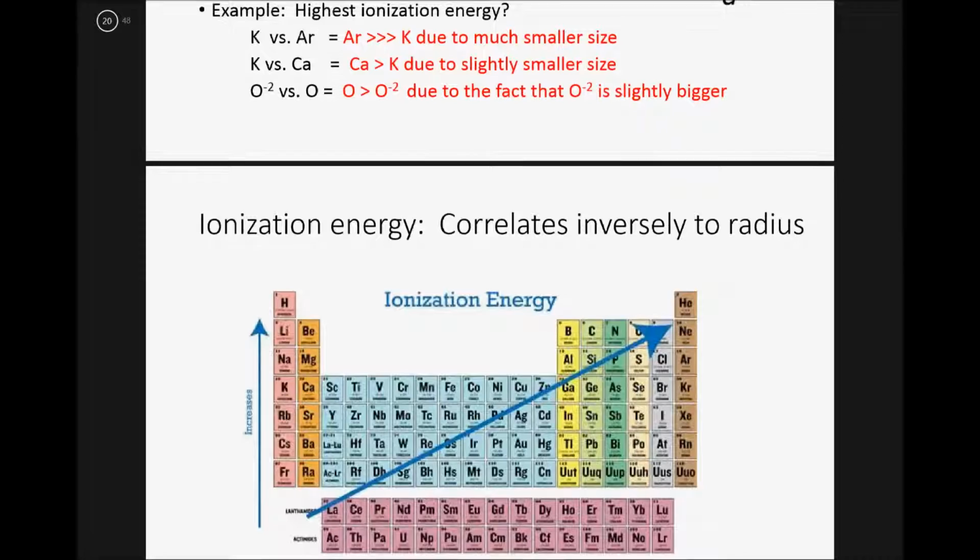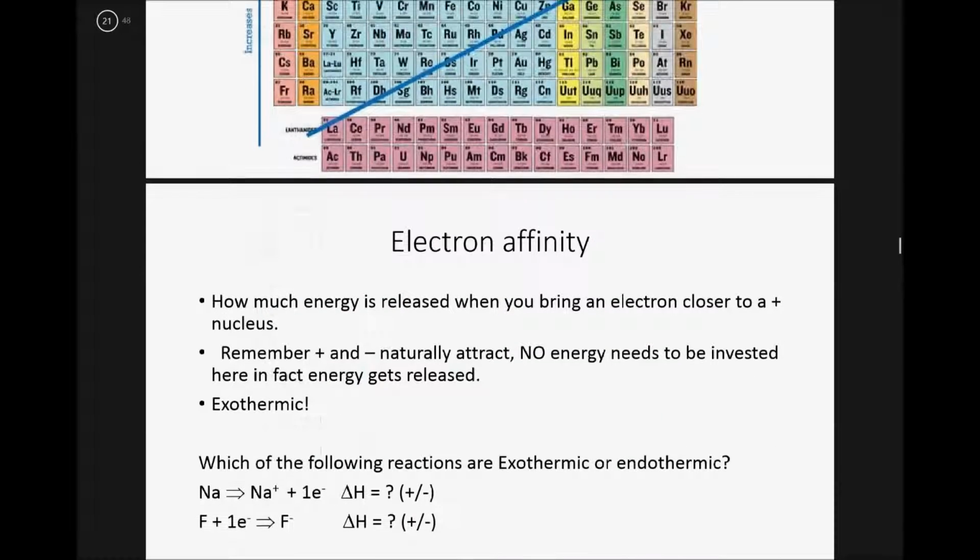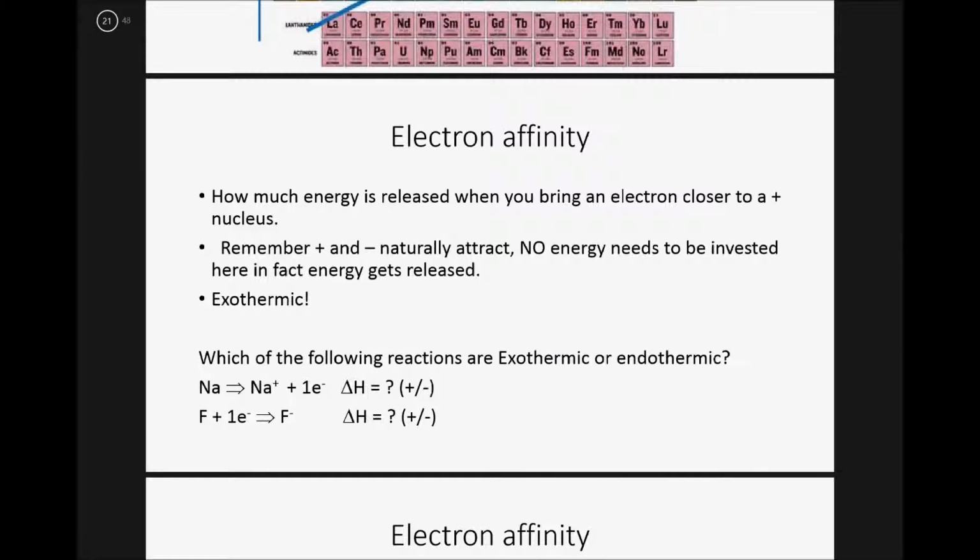Next up, we have the trend for ionization energy. It just mirrors that of radius. Electron affinity is how much energy is released when you bring an electron closer to a positive nucleus. Remember, positive and negative naturally attract, so no energy needs to be invested. Here, in fact, energy gets released. So generally, we think of this as being exothermic.